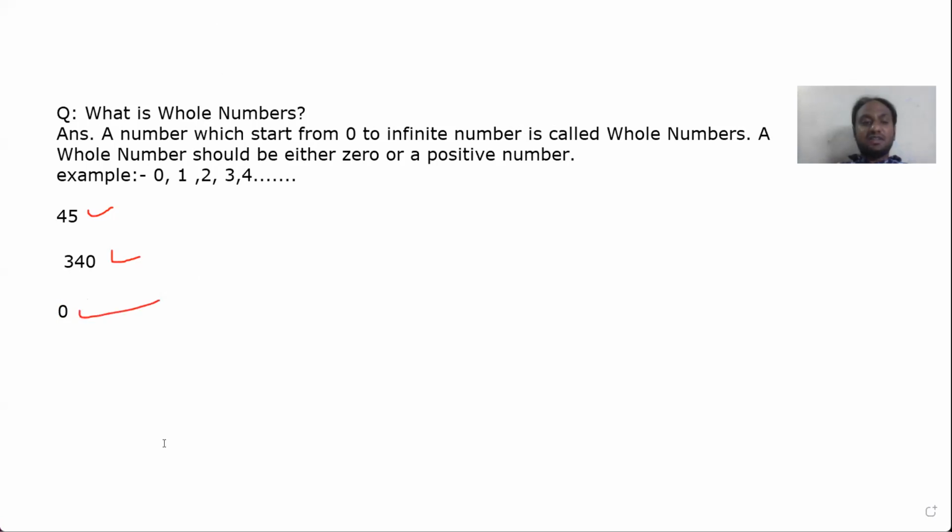Now, if I say minus 56, is this a whole number? You know that only positive numbers are whole numbers. This number, minus 56, is a negative number, that means this is not a whole number. Again, a few more examples. Suppose I take minus 89. Is this a whole number? No, this is not a whole number. The reason is the same, because it is a negative number. Again, I take one more number, that is 45.67. You know that a decimal is placed in between the number.